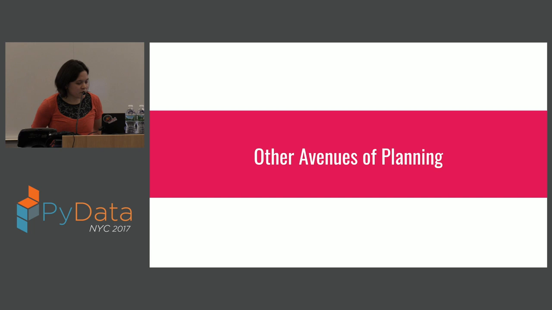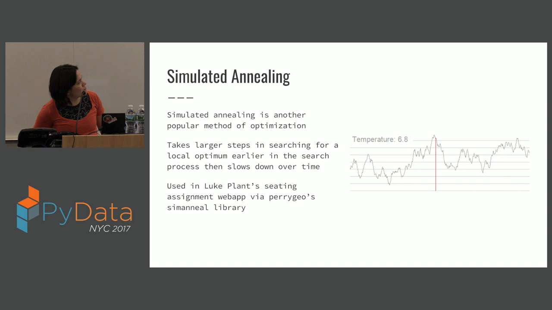So now some other avenues for planning. Another way of solving these kinds of problems is with simulated annealing. That's another popular method for optimization, which uses randomization to take large steps in a search space earlier in the period of searching, and then slows down the search over time. Wikipedia provides a really nice GIF showing this process. This is used in Luke Plant's web app by way of PyGeo's simanneal library.